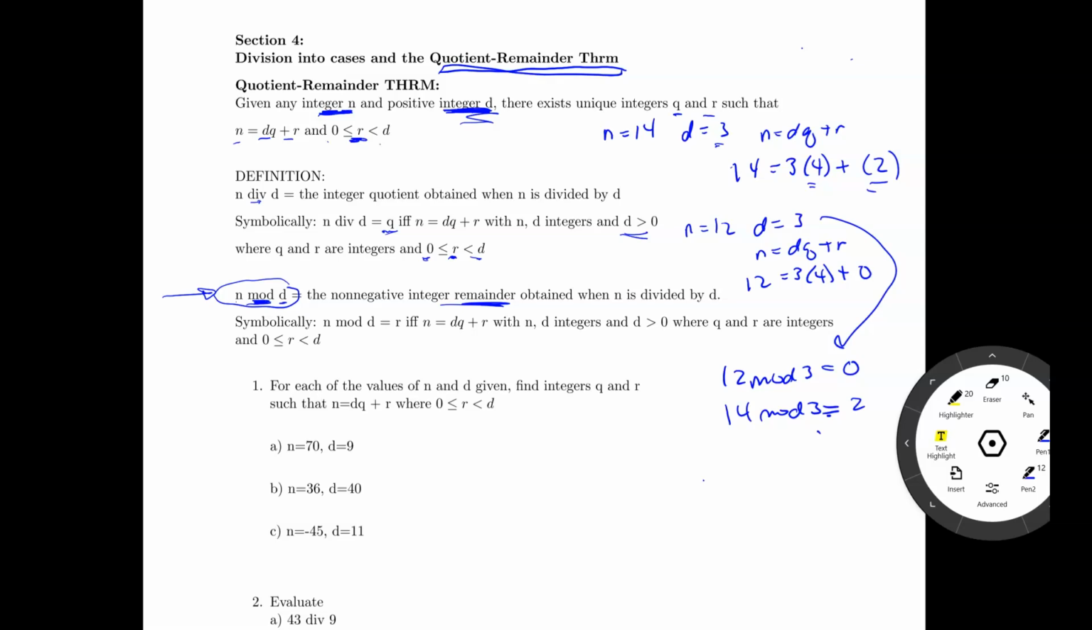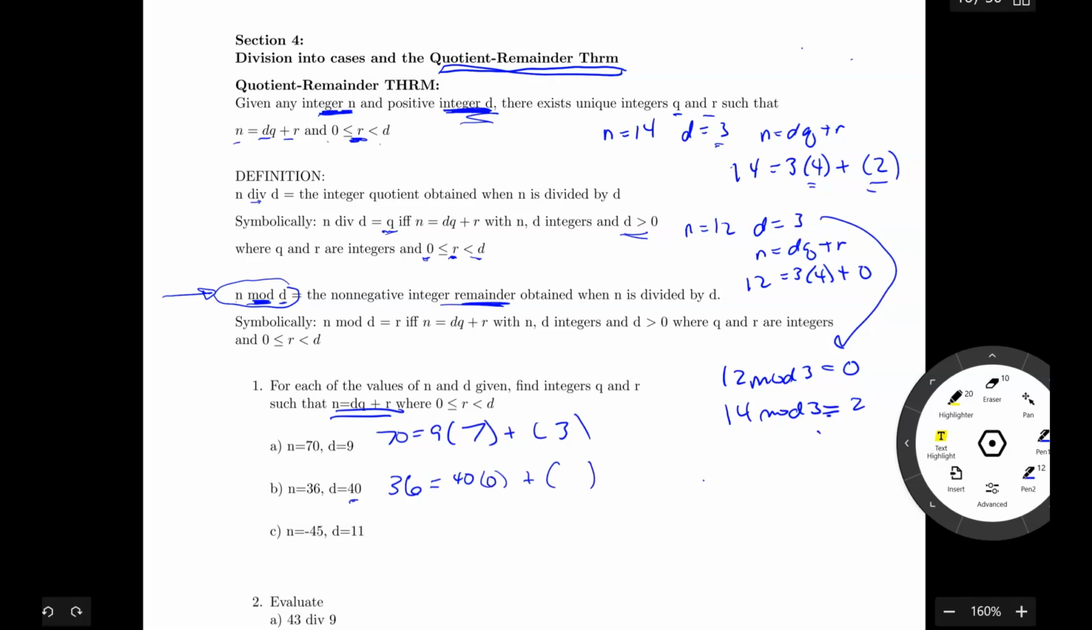Okay, so let's just go play with some more. So here I have n is 70 and d is 9. So 70 is 9 times q plus some remainder. So I know 9 times 7 is 63, and that would give me a remainder of 3. Okay, so that's a pretty straightforward one. Let's do one that's a little more different, right? So the divisor of 40, wait a minute. There's no multiples of 40 that will fit in, so q is 0, right? And then what will the remainder be? 36.